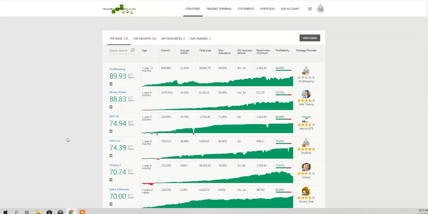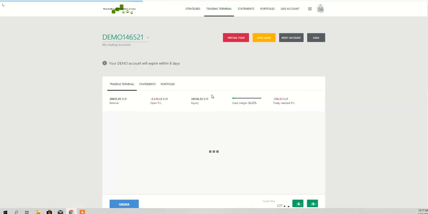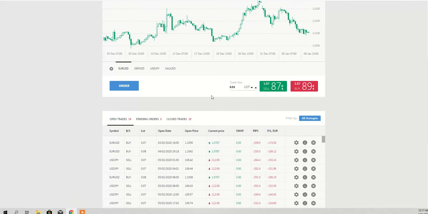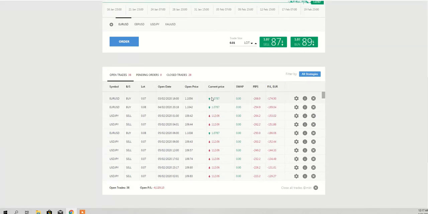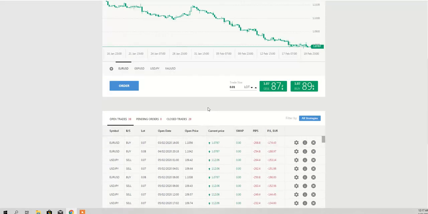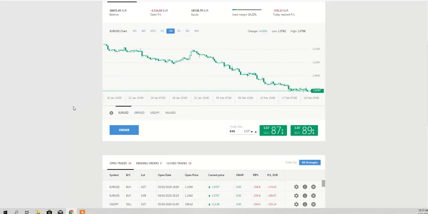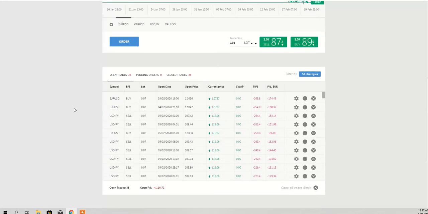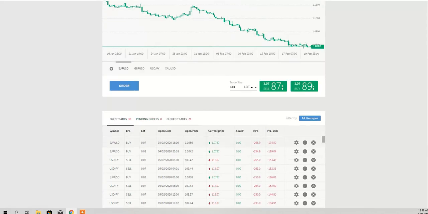So let's get started. I have a demo account set up here, and I'm going to go into my trading terminal. And we can see here in the trading terminal all of our open trades. So the first thing we're going to talk about is limiting the number of trades that we allow each individual strategy provider to open in any one instrument. Now I'm going to give you an example of that here.